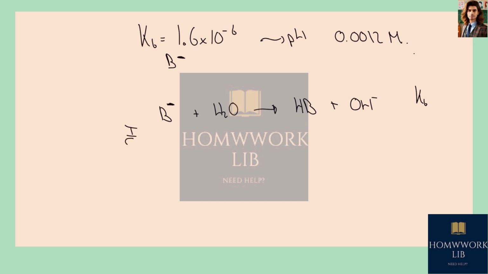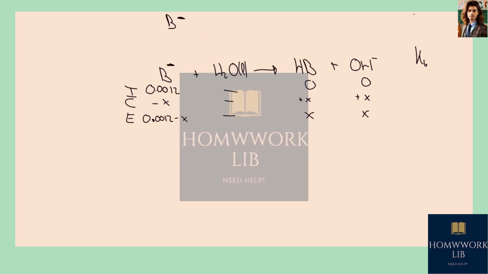So if we write down our ICE table, what we're going to get is that the initial concentration of the weak base is going to change by a certain amount x that would get dissociated. Water doesn't enter equilibrium because it is a condensed phase. So we're going to add plus x on both of these quantities, and for B minus, we're going to get 0.0012 minus x, x, and x.